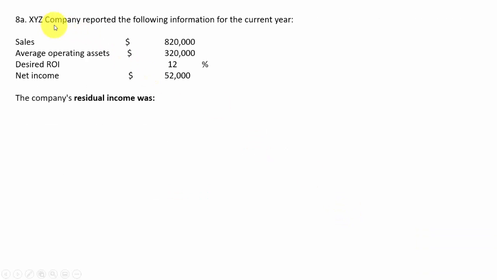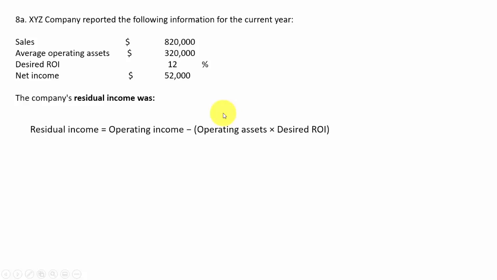XYZ Company reported the following information for the current year. Sales $820,000, average operating assets $320,000. Desired return on investment was 12%, and net income was $52,000, and they want to know what was the company's residual income. Well, here's our formula. Residual income equals operating income minus the operating assets times the desired return on investment.